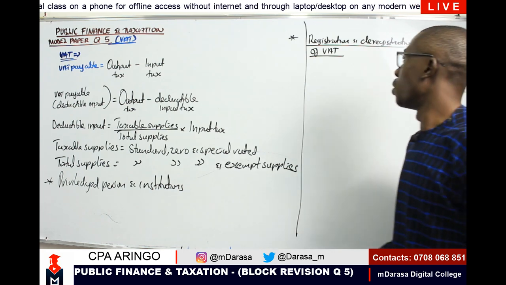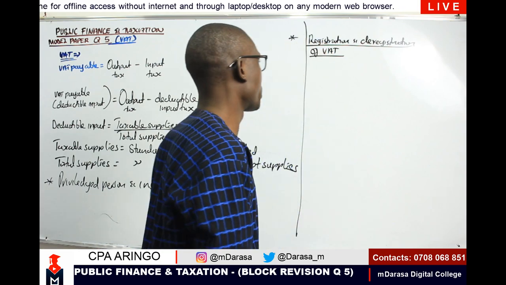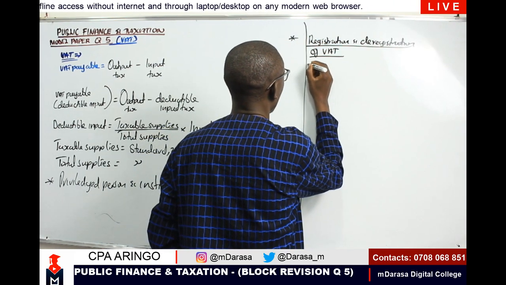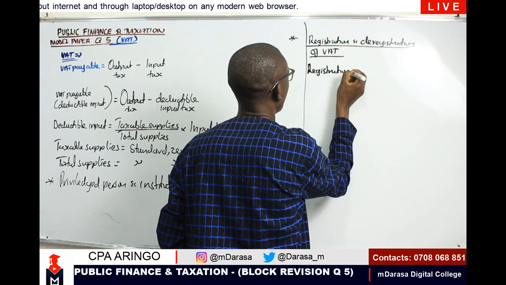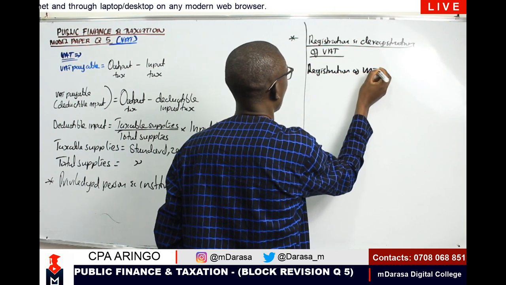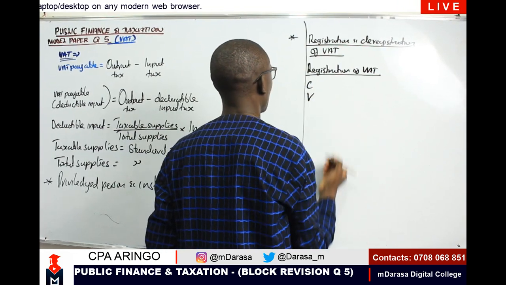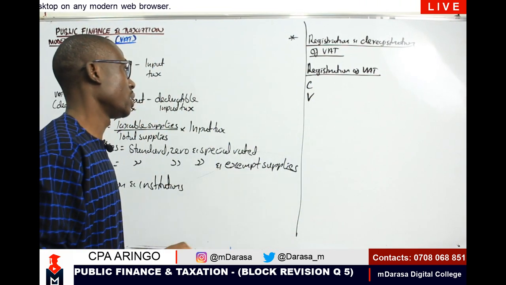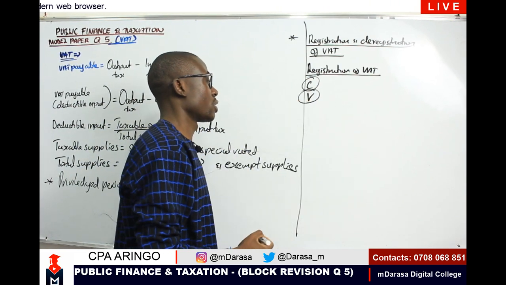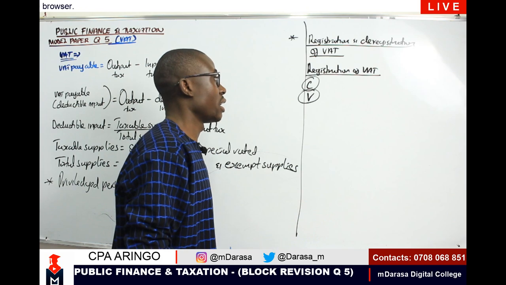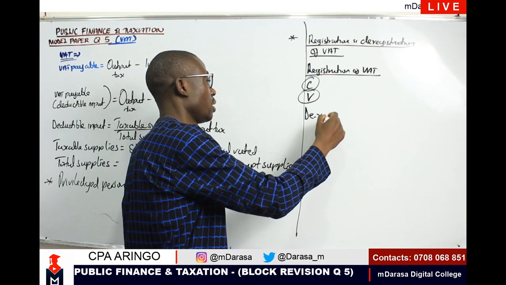So when you are talking of registration of VAT, you should always recall that we normally tend to have two: the compulsory registration and voluntary registration, which I believe we had elaborated. Then what about deregistration of VAT?